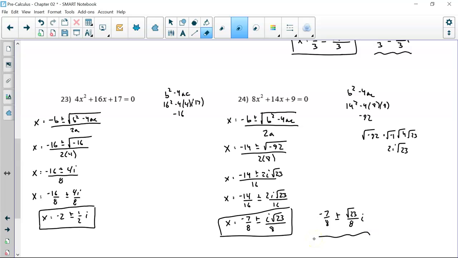Okay, keep in mind i is the square root of negative 1, which allows us to take the square root of a negative, and i squared equals negative 1.